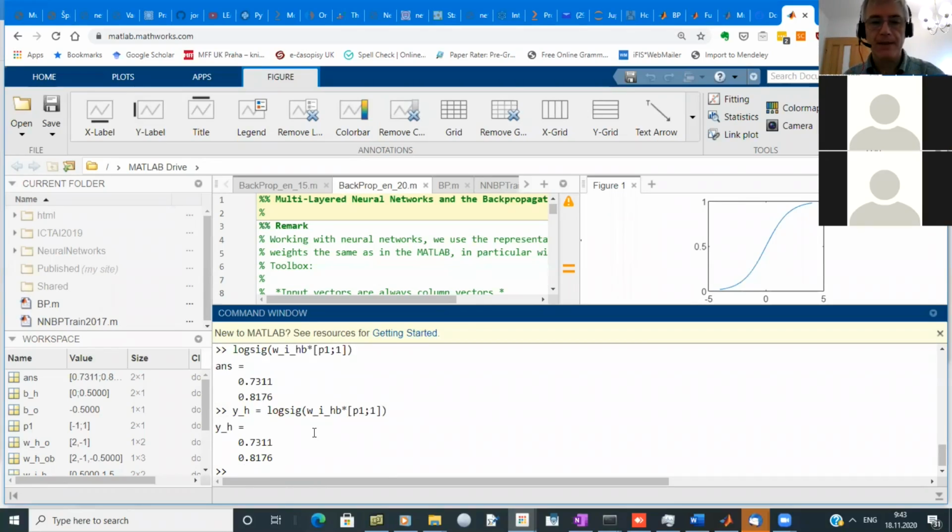Okay, so now please compute the value of the output of the whole network for the input pattern P1.